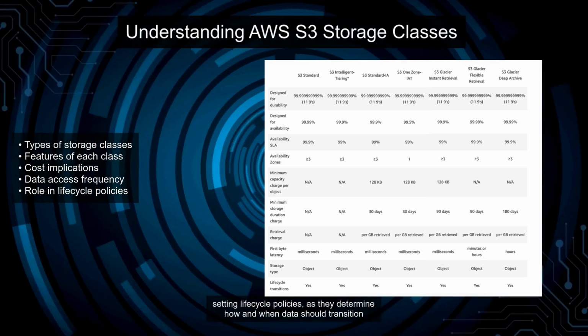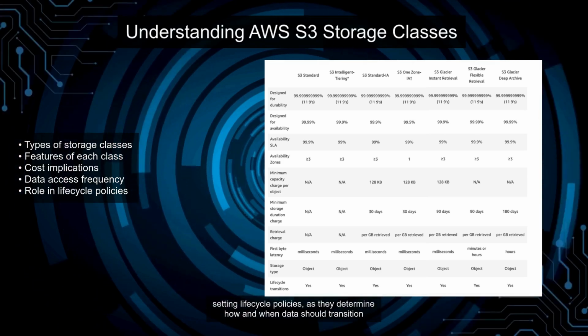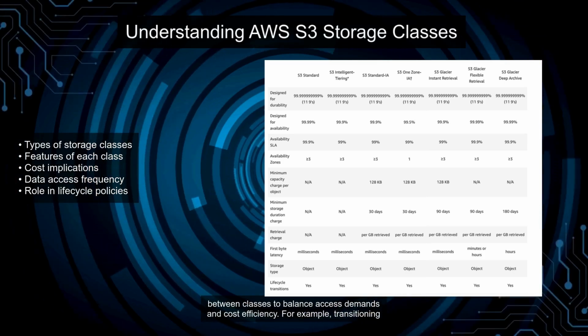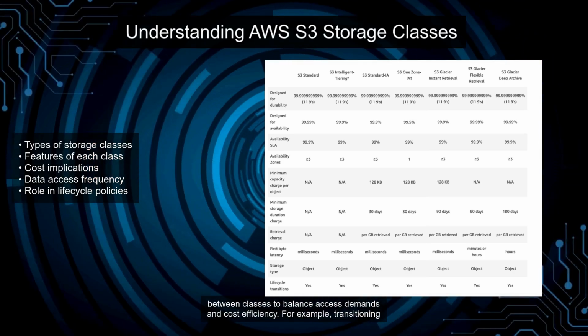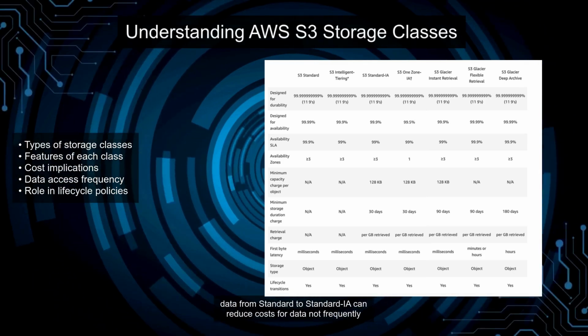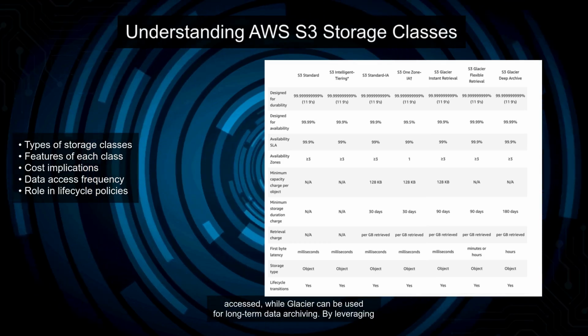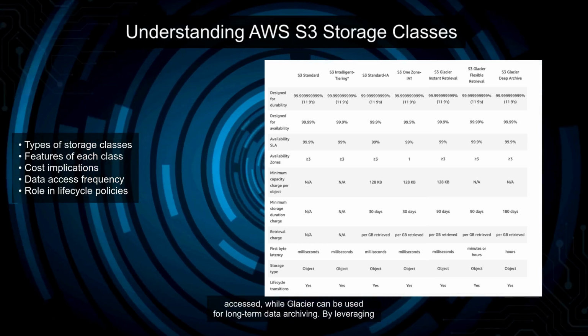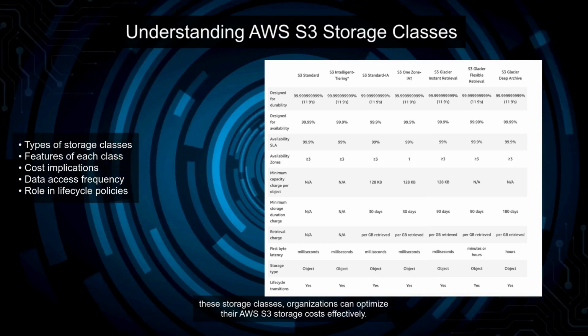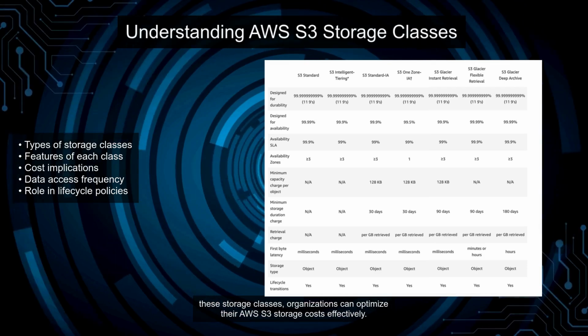Understanding these classes is crucial when setting lifecycle policies, as they determine how and when data should transition between classes to balance access demands and cost efficiency. For example, transitioning data from Standard to Standard IA can reduce costs for data not frequently accessed, while Glacier can be used for long-term data archiving. By leveraging these storage classes, organizations can optimize their AWS S3 storage costs effectively.